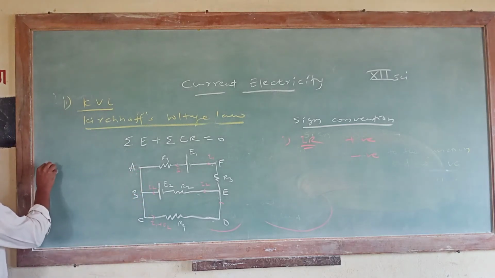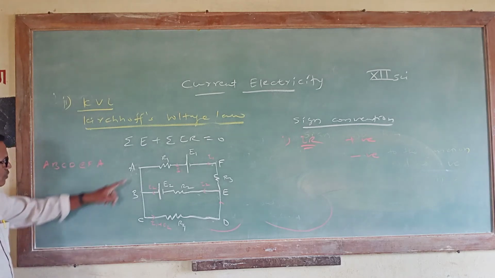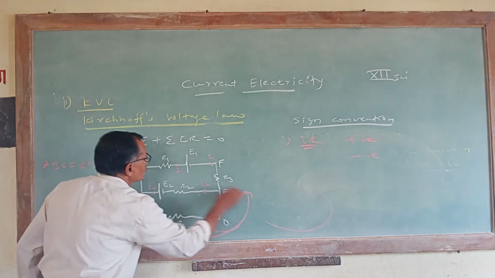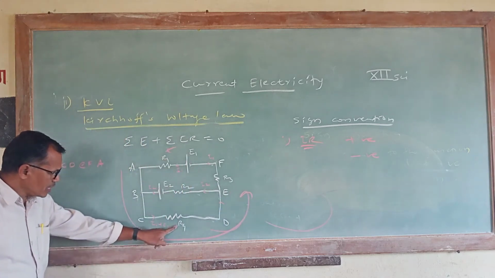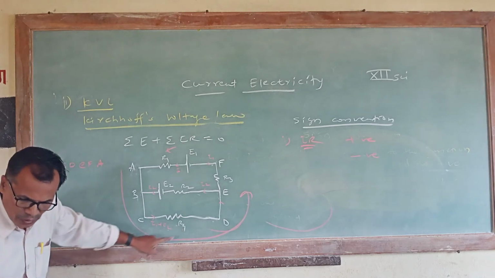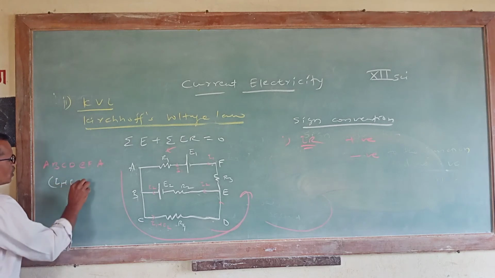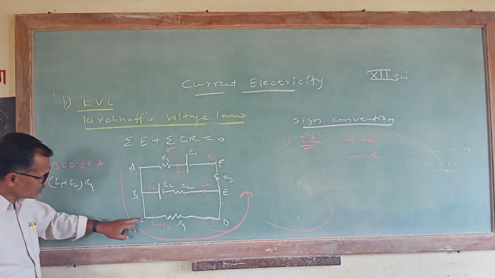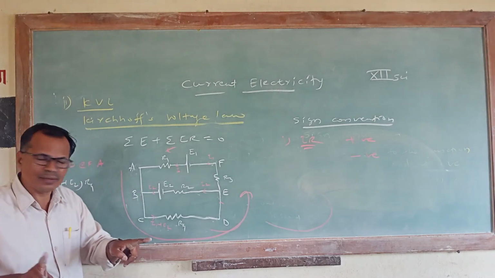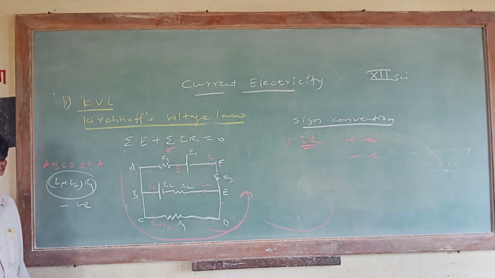Once again, suppose the path is A, B, C, D, E, F, A. We start from A, and this is the direction of the loop. In this case, the current is I1 plus I2 and the resistance is R4, so the product will be I1 plus I2 into R4. The direction of current and the direction of loop traversal are the same, so this product is taken as negative.